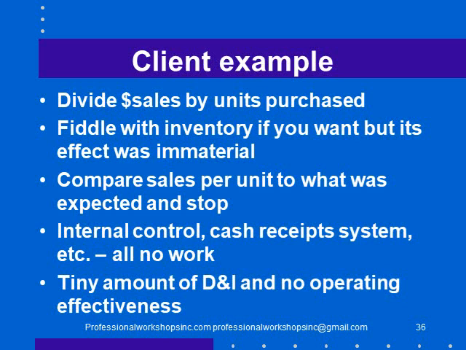Now in the case of this client, their inventory couldn't be much more or much less than it was at the beginning and the end of the year. It was just characteristic of the client. So we compared sales per unit to what was expected, and we stopped because it was $2, as it always had been. So how much work do we need to do on internal control, cash receipts, sales? They had a great system. They had cash received going in Brinks trucks, all that kind of stuff. We did no work. Tiny amount of D&I maybe just to document, but it was implicit in our analytical procedures, and no testing of operating effectiveness because we didn't need it. We'd got it.